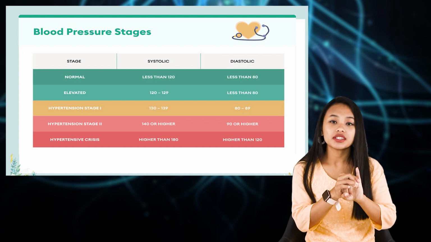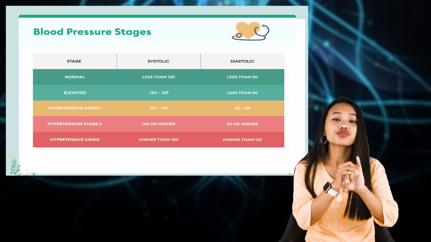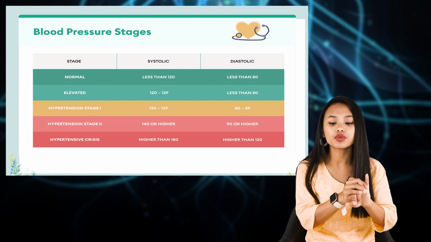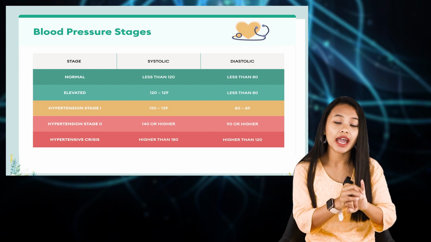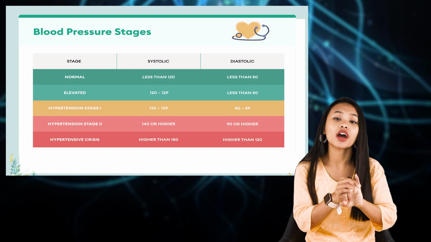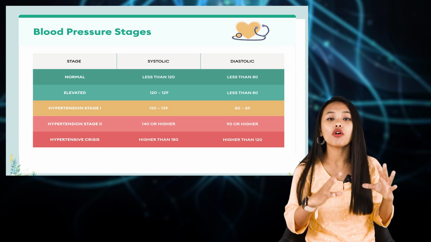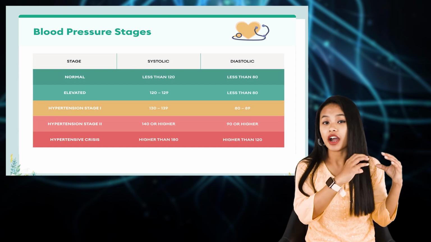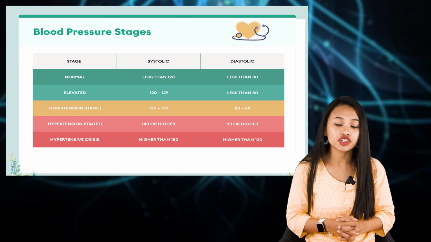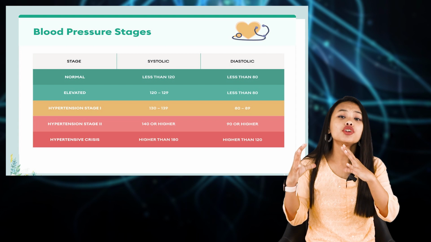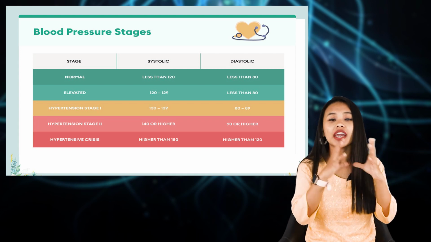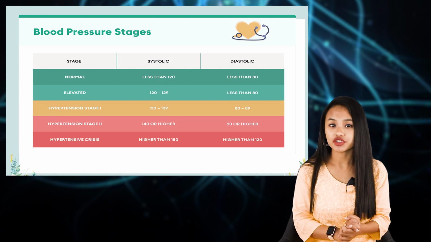And the last one is the hypertensive crisis. So here what happens is that if the systolic blood pressure of an individual is higher than 180 and the diastolic blood pressure of an individual is higher than 120, then this falls on the stage of hypertensive crisis. So these are the 5 stages of blood pressure which you can understand just by the value of the systolic and the diastolic blood pressure.